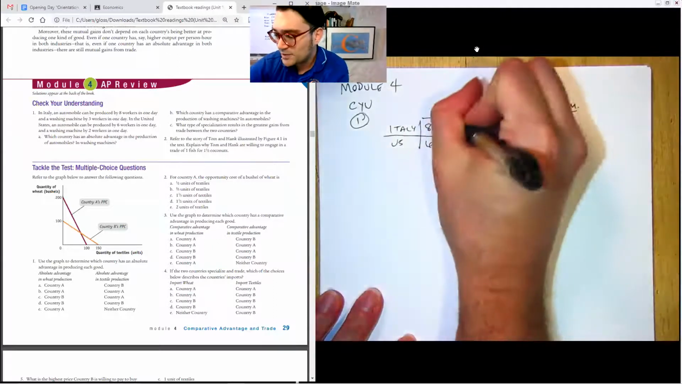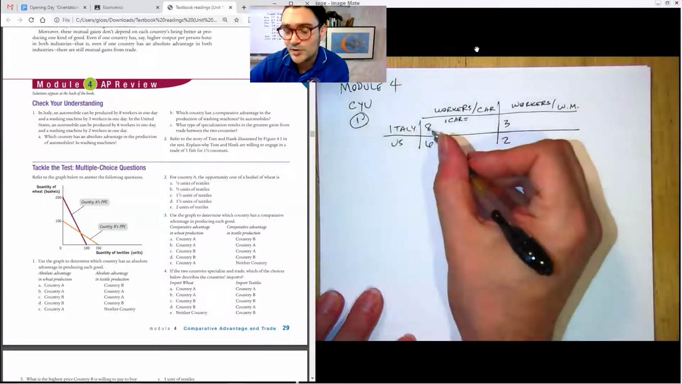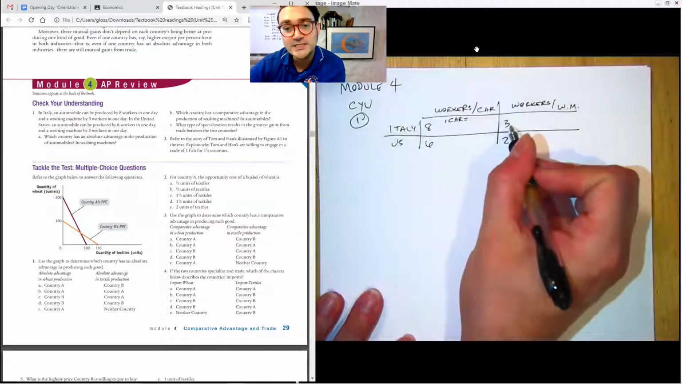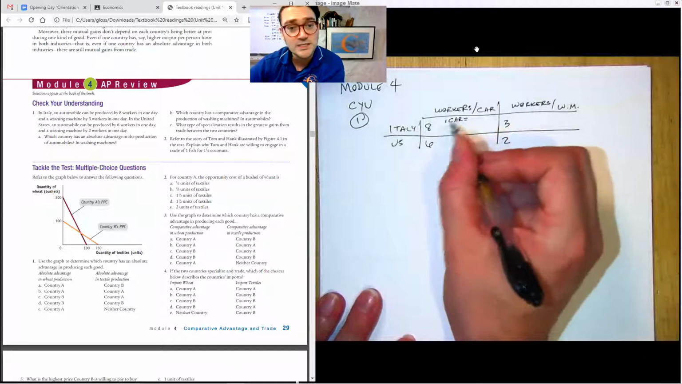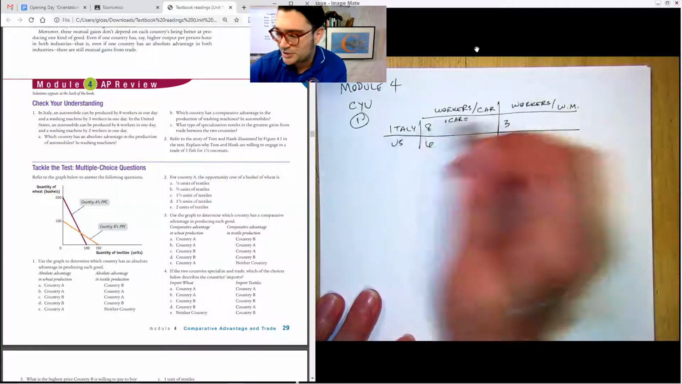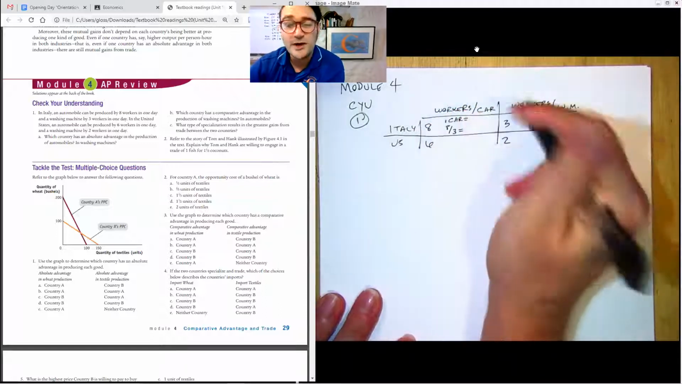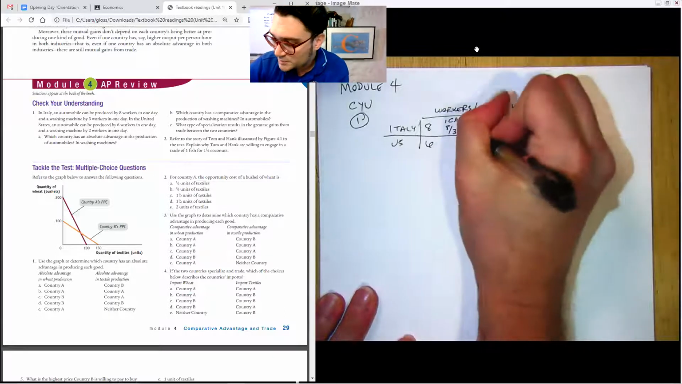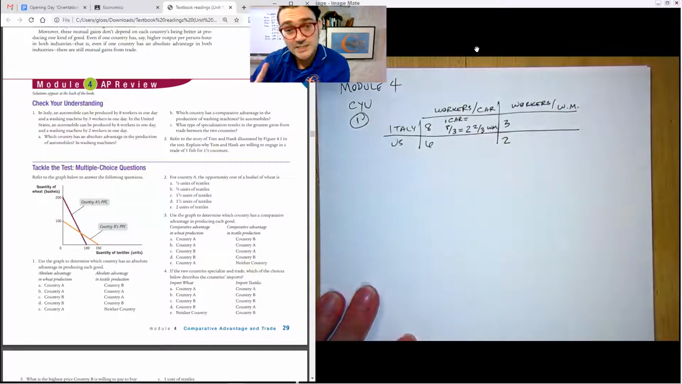So in Italy, 1 car is equal to, and then we're going to take the inside number, the 8, that's the inside of the box, over the 3. And that's because that one's also Italy's number. And that way we're going to figure out what 1 car costs Italy to make in terms of washing machines. So the inside 8 over 3, that's kind of a wonky fraction. 3 goes into 8 2 times, so 2 2/3. So 2 2/3 of a washing machine, okay? So that's the opportunity cost for Italy to make 1 car.